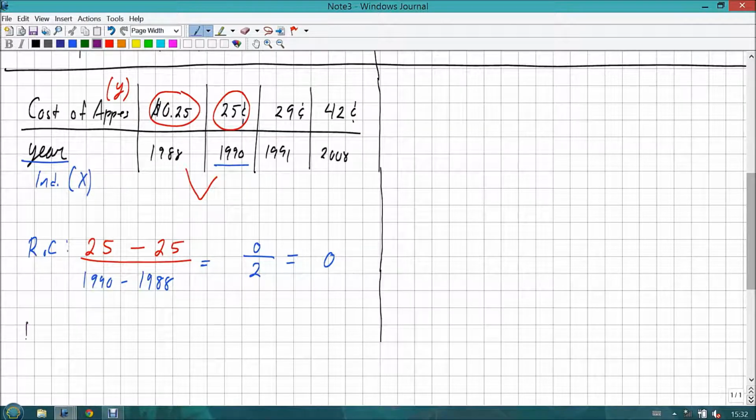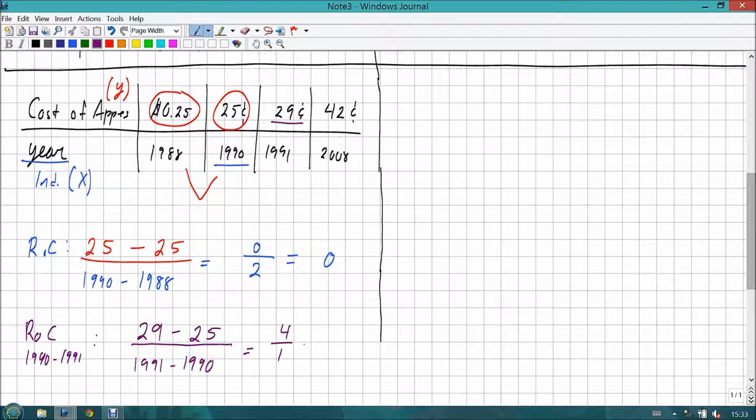Now what about the rate of change between 1990 to 1991? Well, we take 1991's value of an apple, which is 29 cents. We subtract from it the previous year's value at 25 cents. And we do 1991, which is our final x, minus our initial x, which is 1990. And we get 4 over 1, or 4 cents per year.